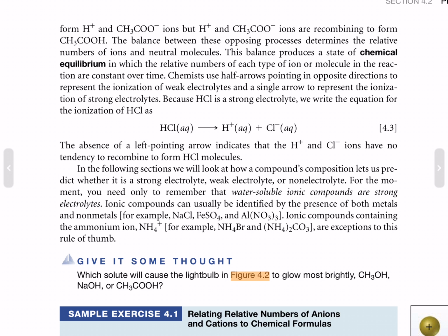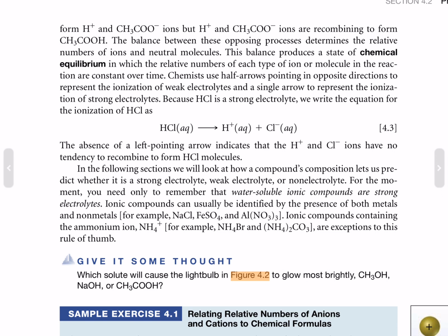Chemists use half arrows pointing in opposite directions to represent the ionization of weak electrolytes and a single arrow to represent the ionization of strong electrolytes. Because HCl is a strong electrolyte, we write the equation for the ionization of HCl as HCl (aq) yields, with a unidirectional arrow, H+ (aq) plus Cl- (aq). The absence of a left-pointing arrow indicates that the hydrogen ion and the chloride ion have no tendency to recombine to form hydrochloric acid molecules.